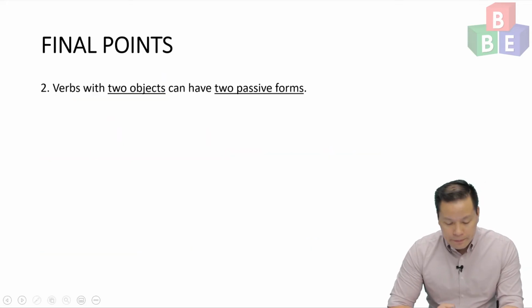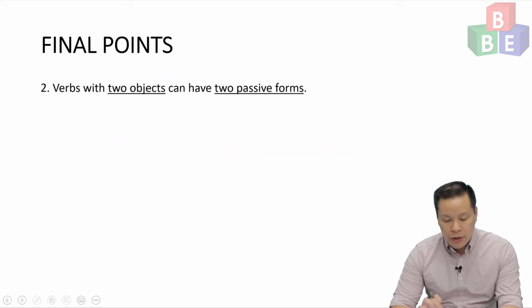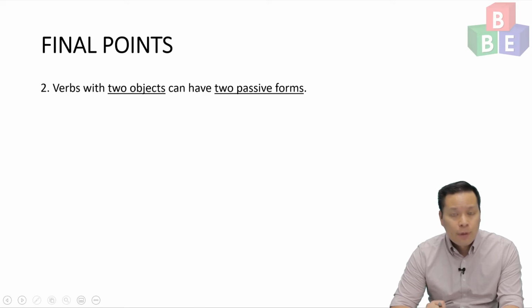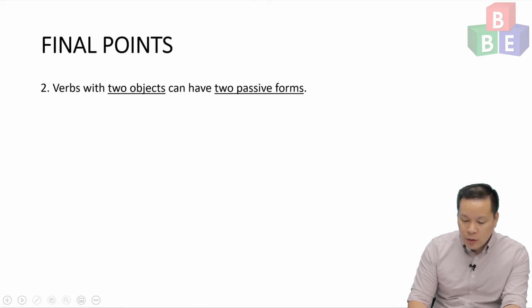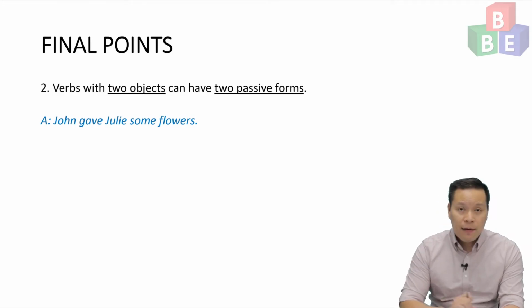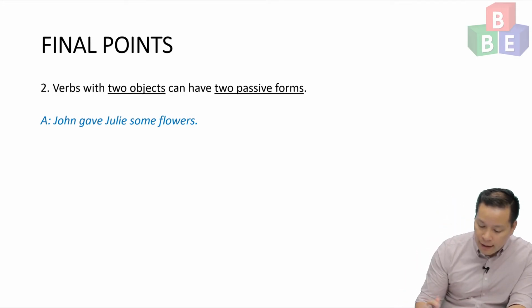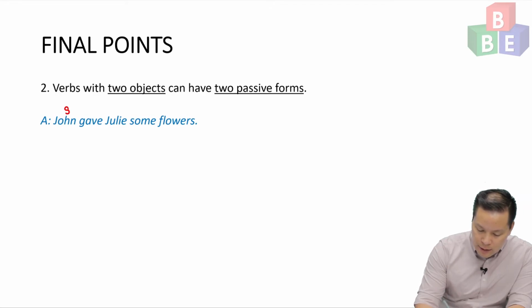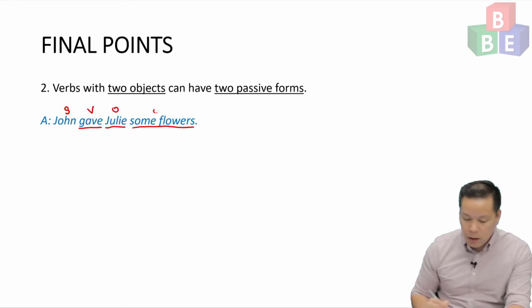My second point is verbs with two objects can have two passive forms. So let's have a look at an active sentence. John gave Julie some flowers. If we analyze this sentence, we can see that we have John, subject, gave, verb, Julie, object, and some flowers, object.